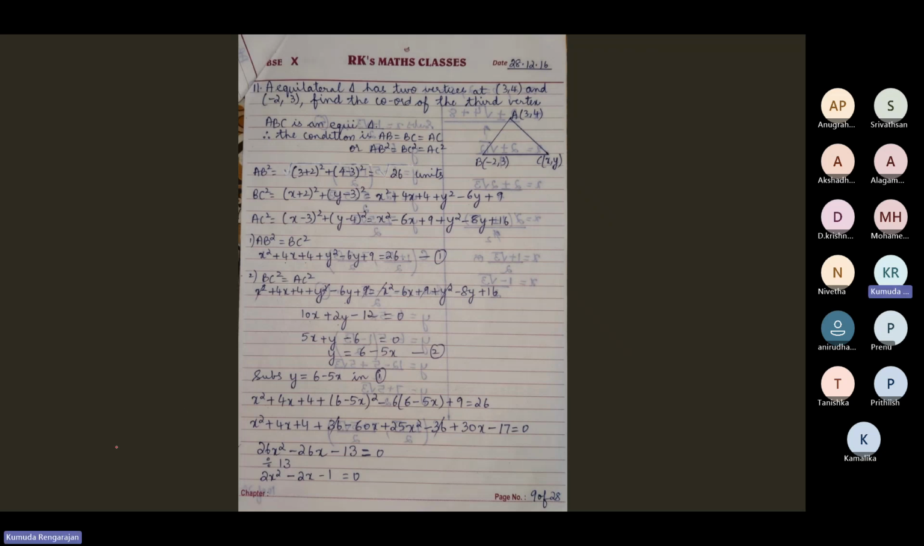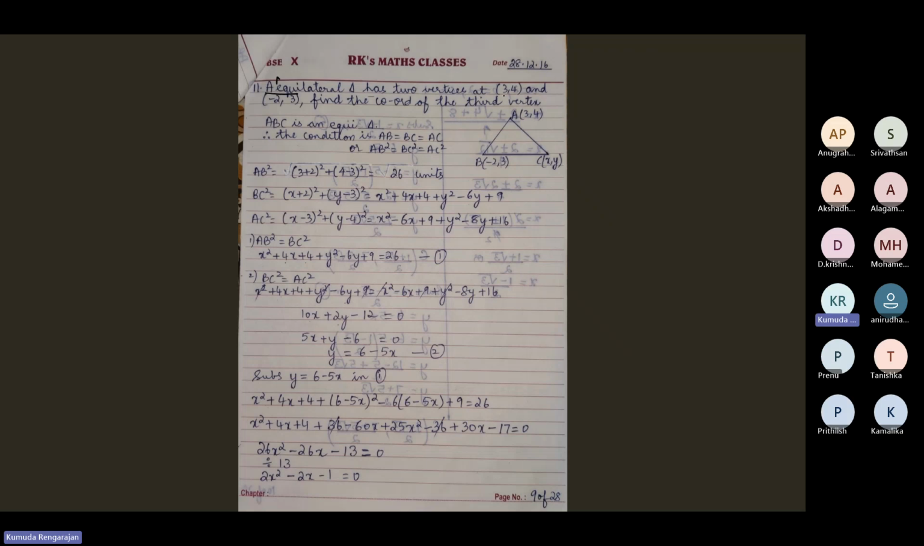So I'll just continue explaining the other questions. Look at this one. An equilateral triangle has two vertices at 3, 4 and minus 2, 3. Find the coordinates of the third vertex.